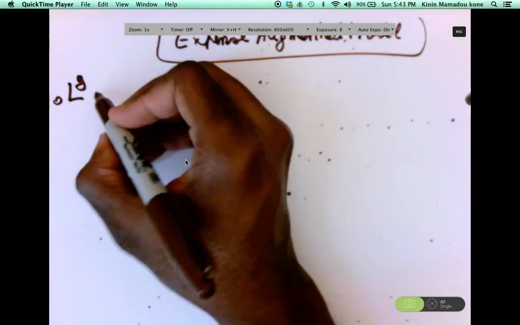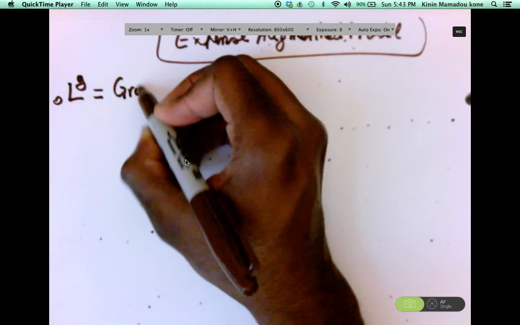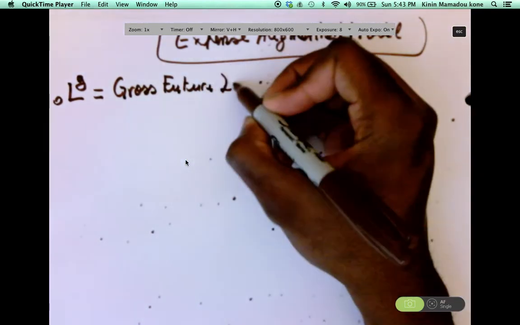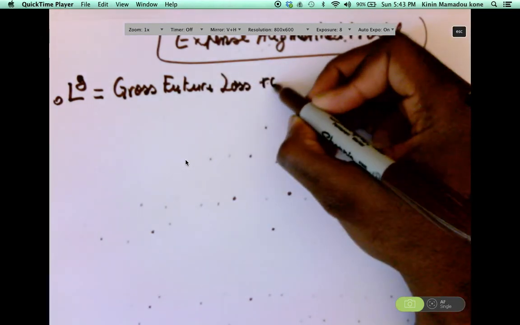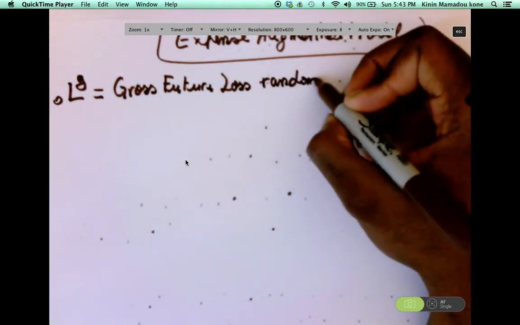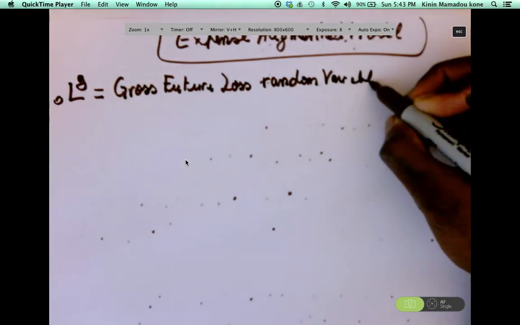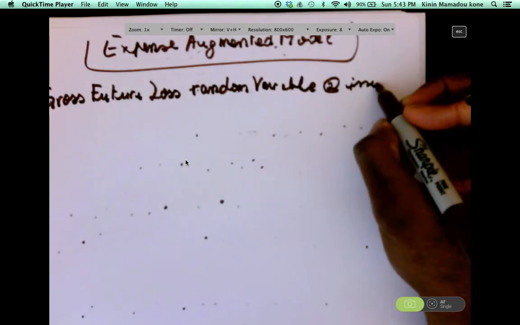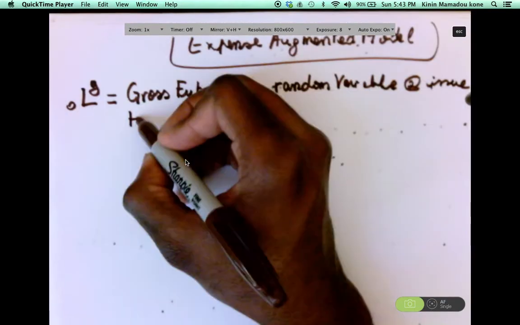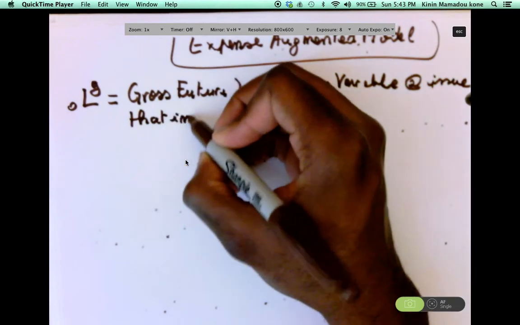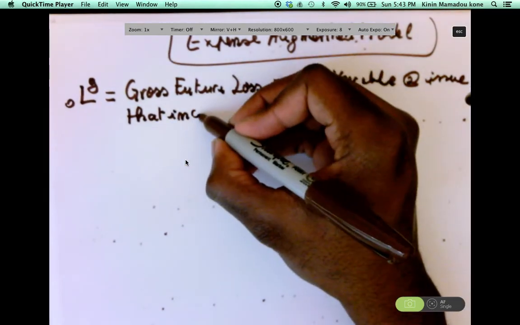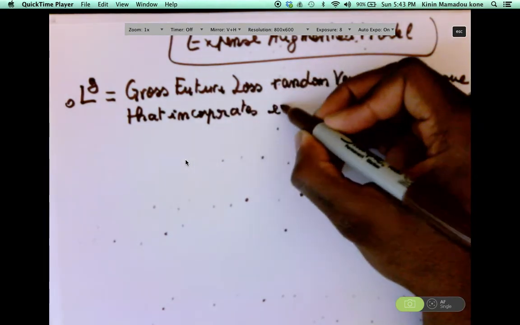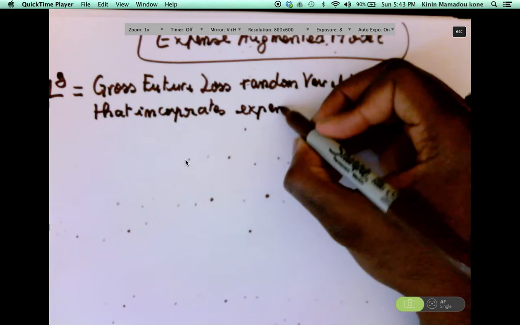So it is the gross future loss random variable at issue that incorporates expense payment.